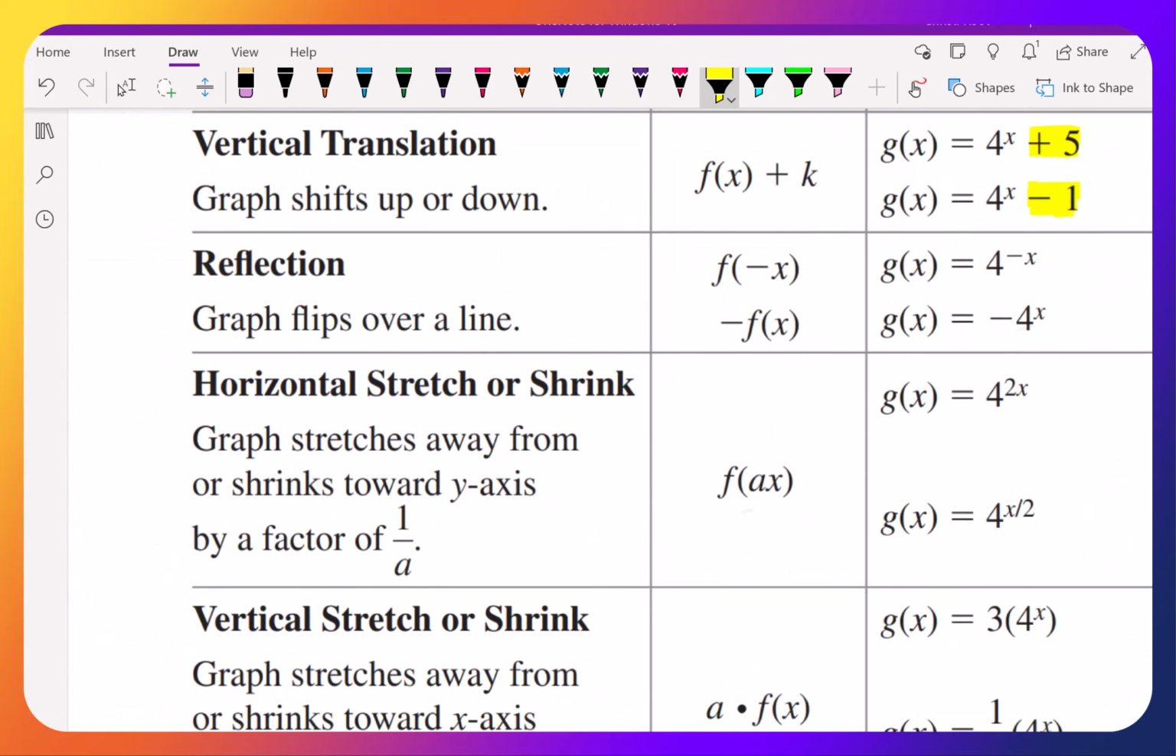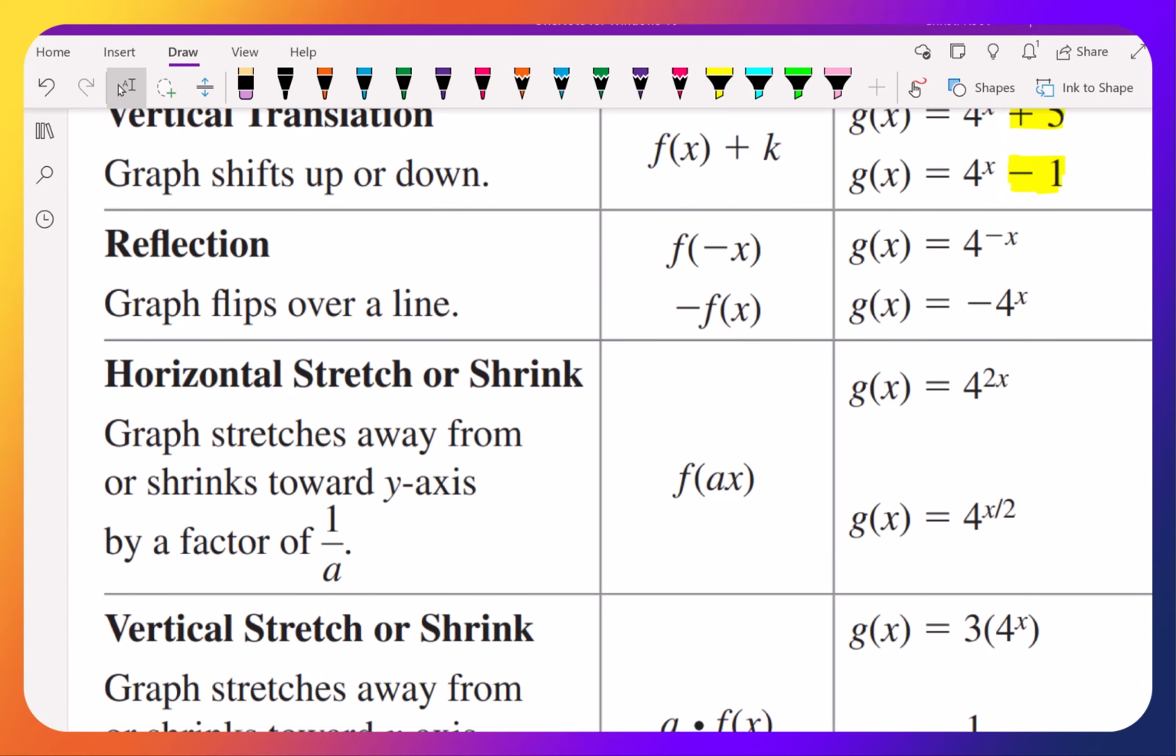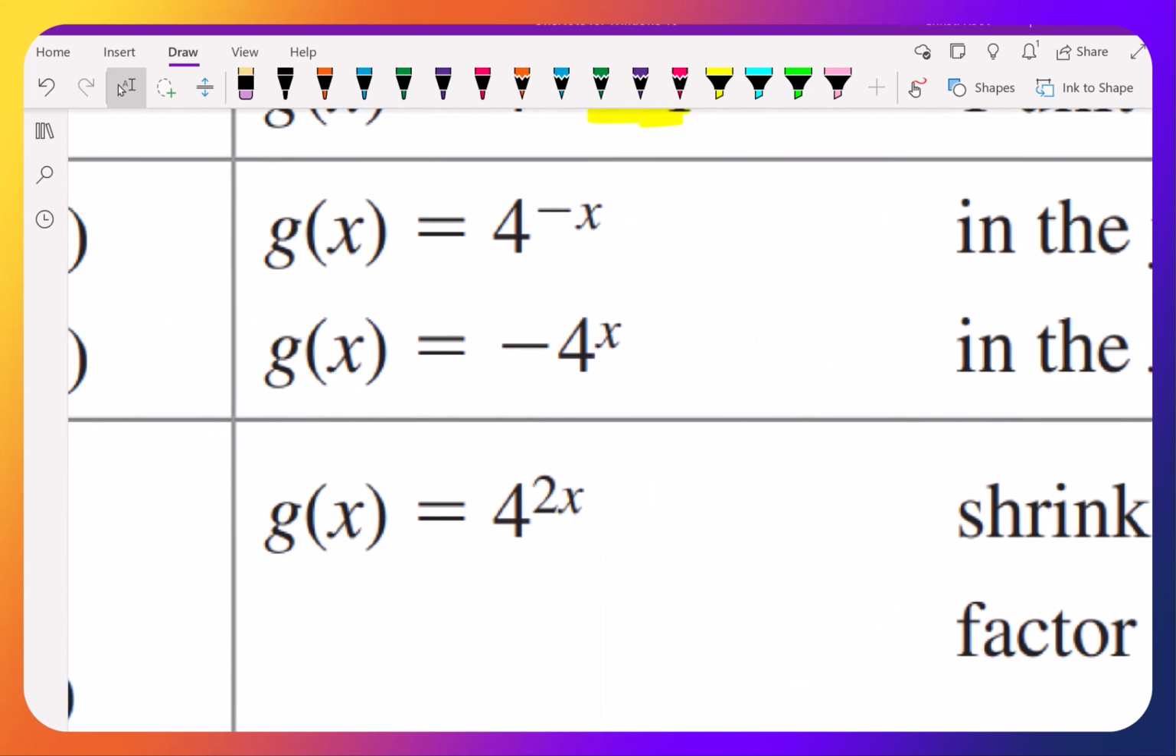So let's talk about reflection. There are 2 different kinds of reflections. You have a reflection over your x-axis, and then you have a reflection over your y-axis. A reflection in your x-axis is going to be in the front of the function because you're multiplying the entire function by -1. If it's over the y-axis, it's going to be with the x. Now these are all exponents. So on the first half of your notes, these are all exponents, and on the back half, it's logarithms, okay?